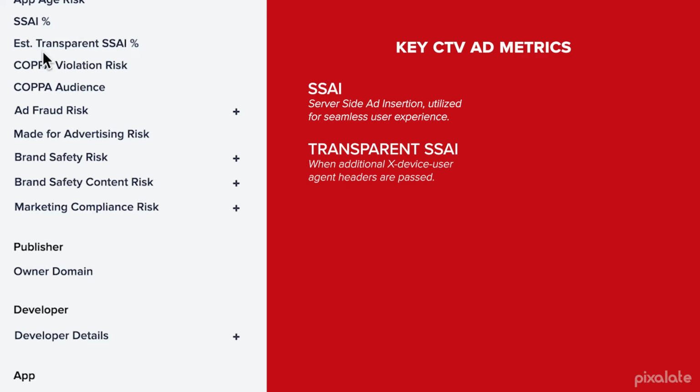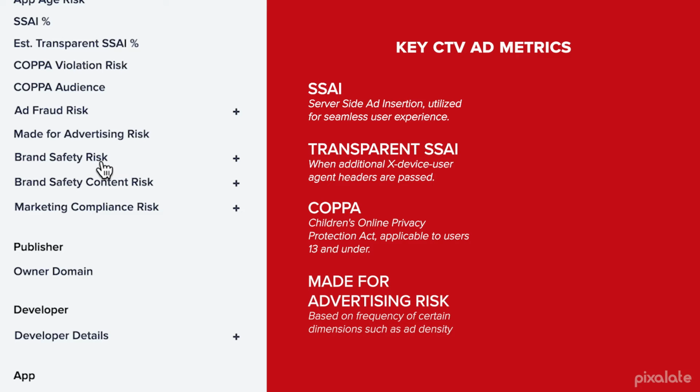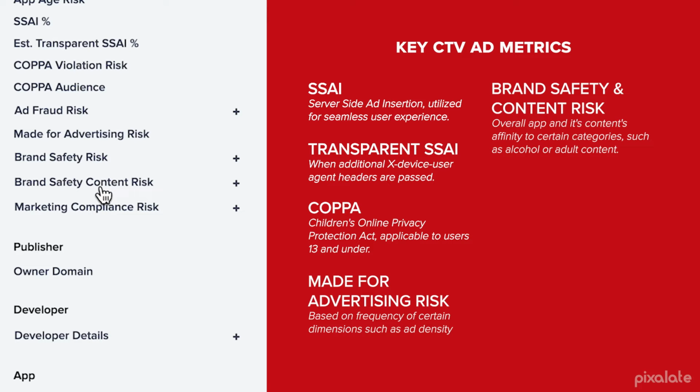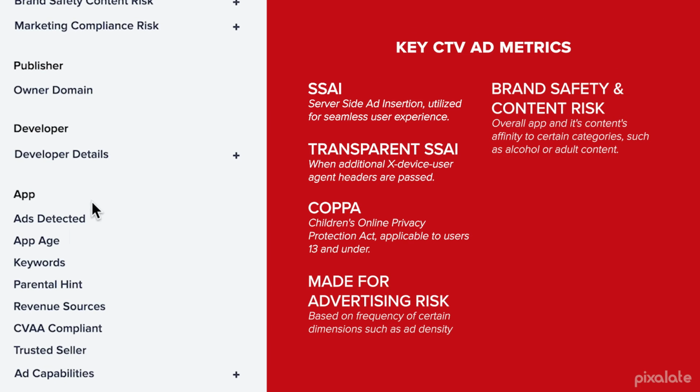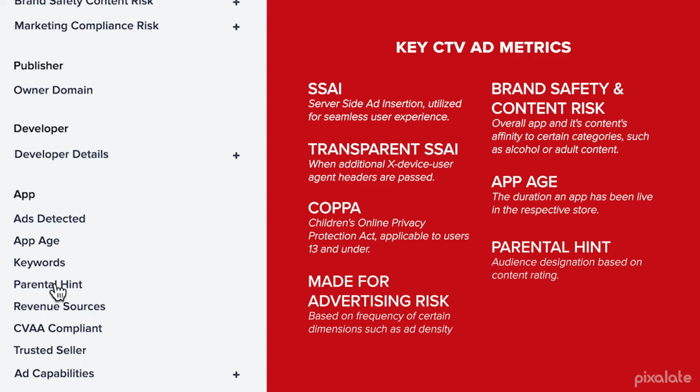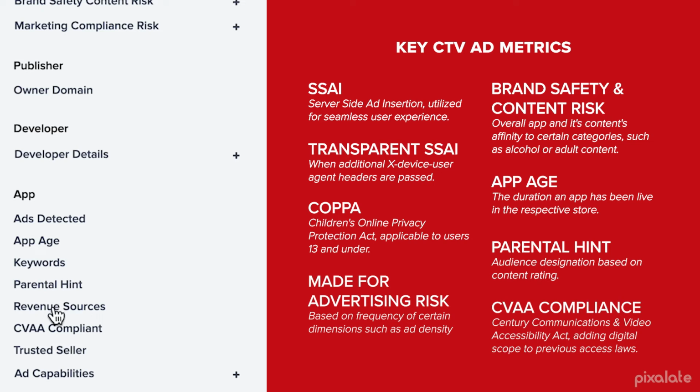There's other areas such as compliance and privacy making its way in the form of COPPA or child privacy risk. We have made for advertising risk and also brand safety content risk. The other important areas will include, as we noted, app age, parental hint to let you know certain audiences you could be directed to, and also CBAA compliance, which ties to the 21st adoption of access to certain demographics and people.